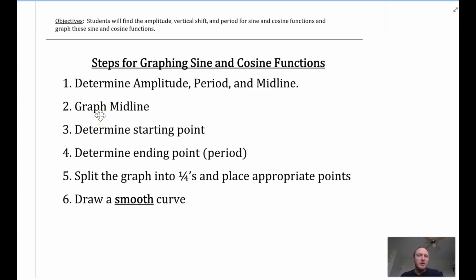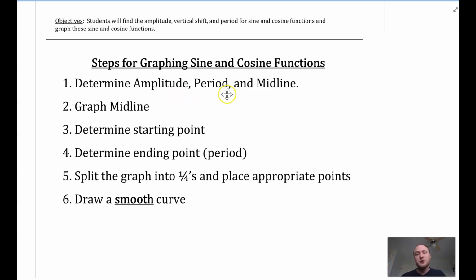Okay, so again, here are the steps from the previous lesson, and I'm just going to cover them again. Really, the new thing that we added here is just period, right? So step one, determine your amplitude, period, and midline. You'll graph your midline, that's where you'll start. And then you'll determine your starting point. Am I starting at the midline? If I have a sine function, am I starting at a maximum or a minimum if it's a cosine function?